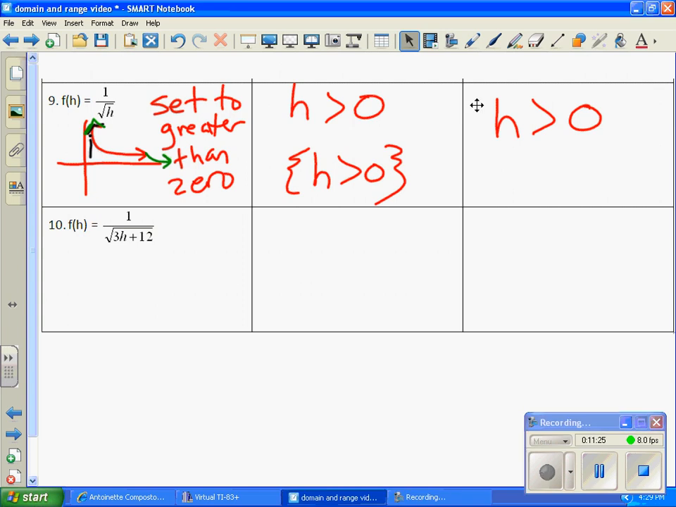Excuse me, let's change that. Your range should really be f of h. Right? Because your range is your output. So you want to make sure that's f of h.